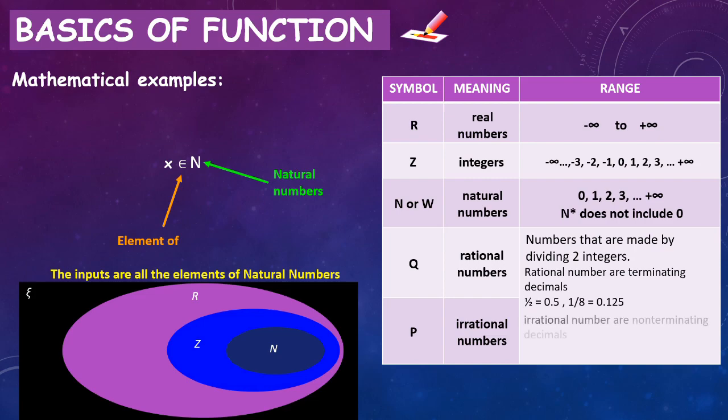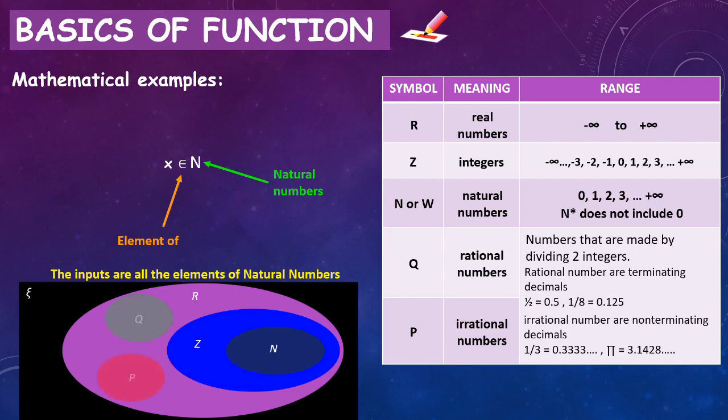If you divide two integers and get a non-terminating decimal, then this is an irrational number. Non-terminating decimals are decimal numbers with an infinite number of digits. For example, if you divide 1 over 3, you're going to get 0.3333. There's no end to it. And the most famous irrational number is pi. You get pi by dividing 22 over 7.